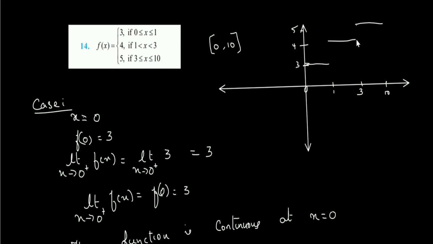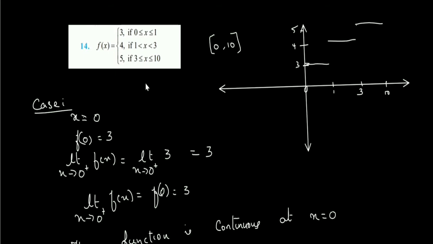What about 3? Left of 3, less than 3, it is 4, and right of 3 it is 5. So the function is not continuous at 3.